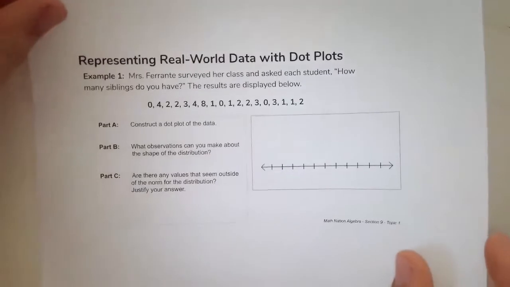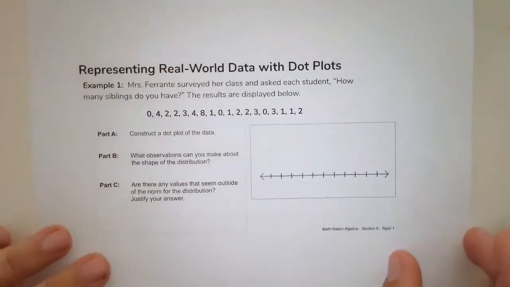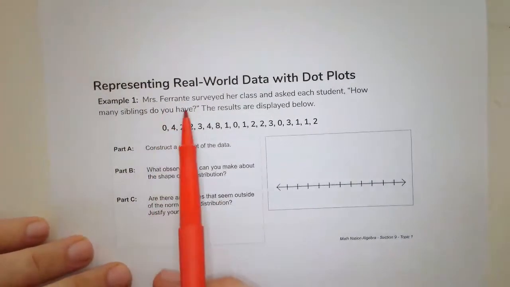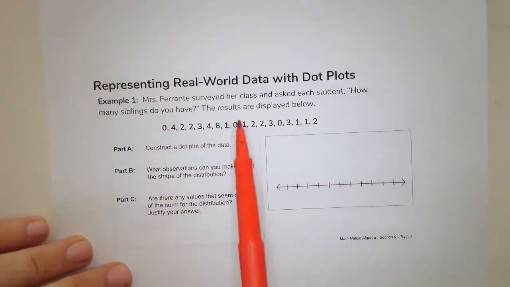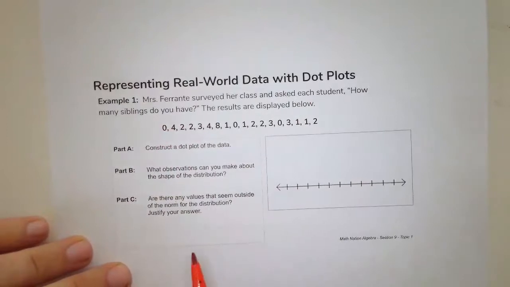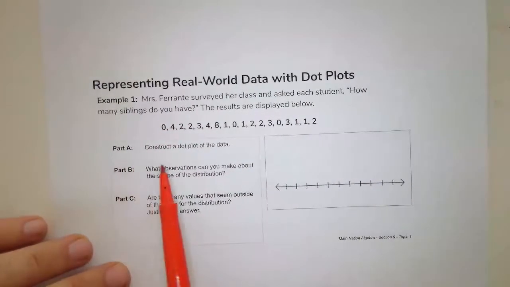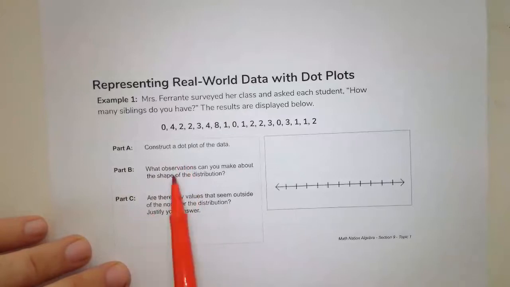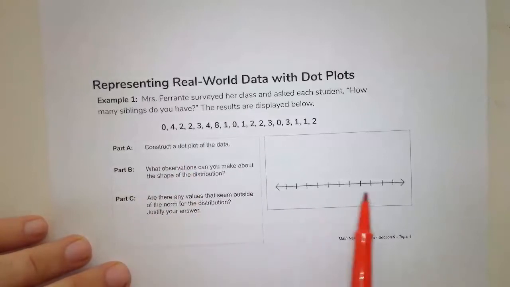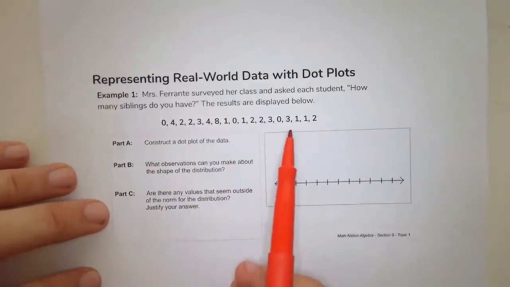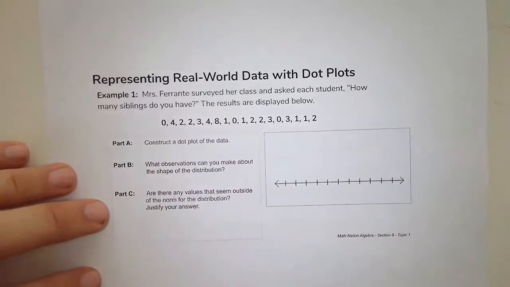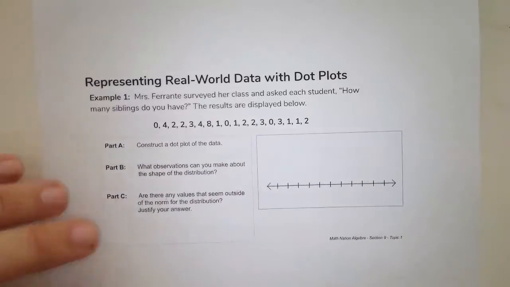So if we were to start a dot plot from scratch, here's an example. It says, Ms. Ferrante surveyed her class and asked each student, how many siblings do you have? The results are displayed below. So part A here is wanting us to construct a dot plot. And then it's just asking a couple questions about the data after we have completed it. So where to start? We have a bunch of data here. It's out of order, so it's kind of annoying. It's going to be a little bit more time consuming because of that.